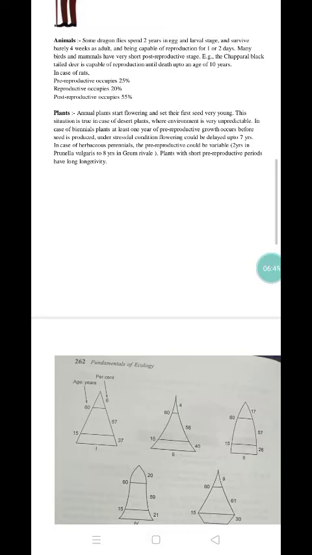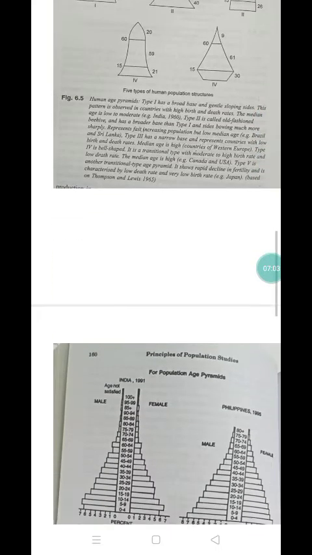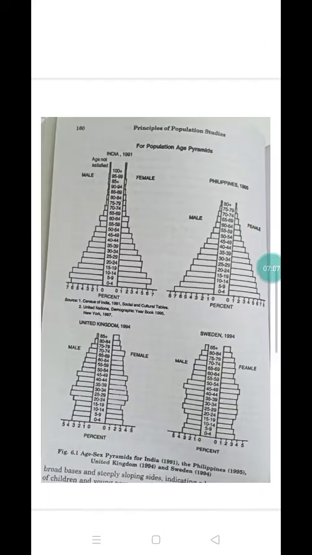Now, plants which have shorter pre-reproductive periods have longer longevity. These are some examples of different countries where the human population age structures are mentioned. So you all can go through this. I'll be providing the study materials also, so you all can study from there.